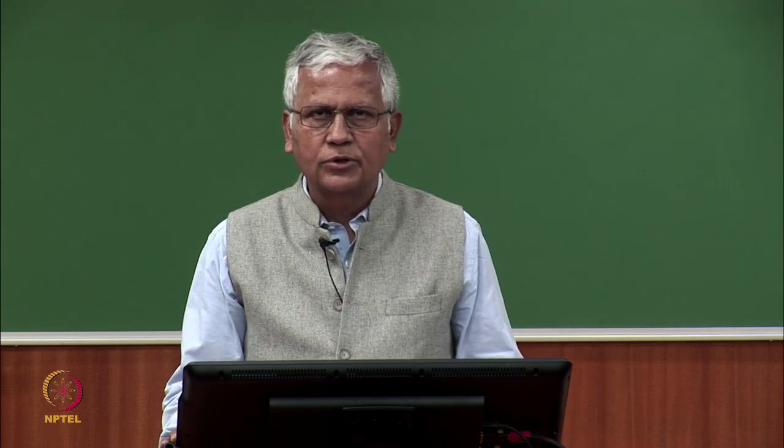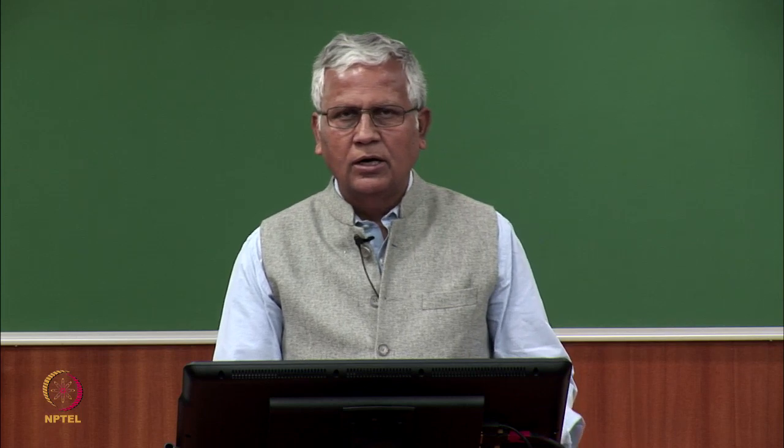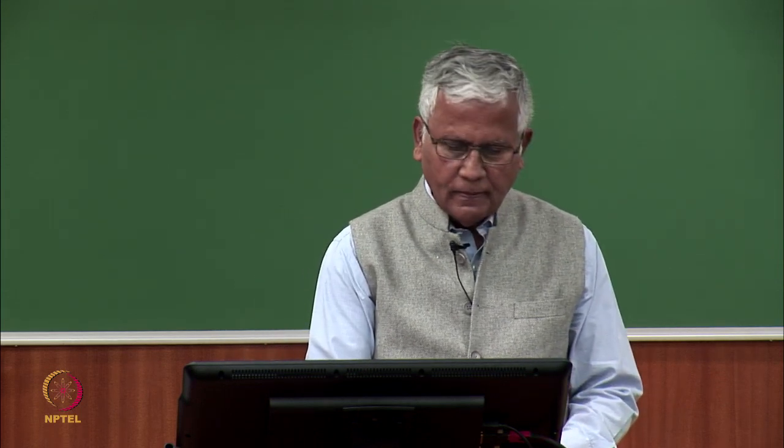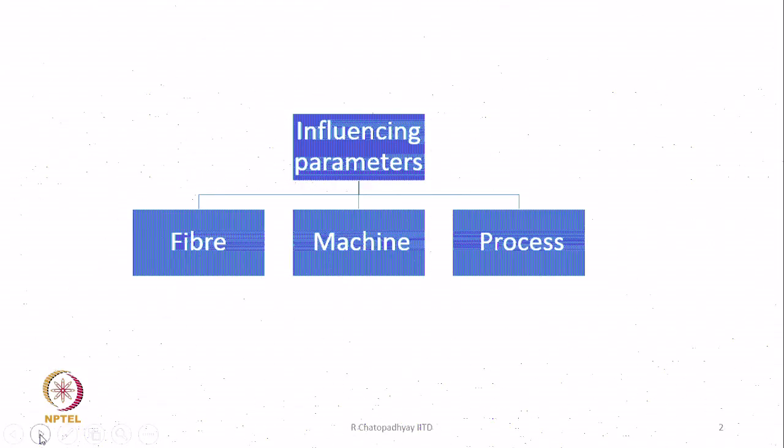So, today we are going to discuss the influence of machine and process parameters. Also, we will see the effect of fiber parameters as well. So, basically it is fiber, process and machine parameters on the quality of the yarn, or how the yarn properties are affected by these parameters or variables, whatever we say. So, basically the influencing parameters are fiber, machine and process.